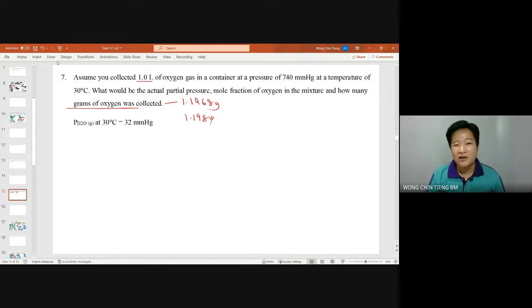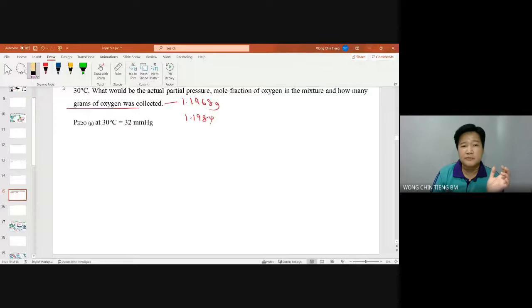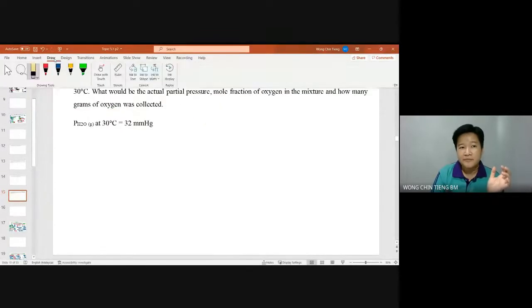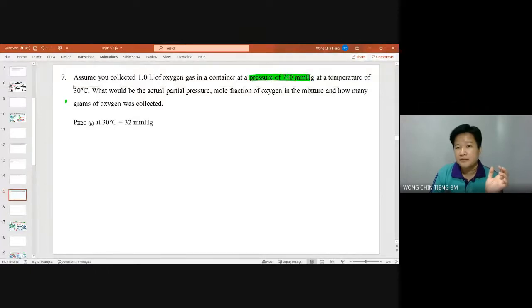Alright, assume 1 liter of oxygen gas is collected in a container at the pressure of this. Dalam soalan water displacement method, and like I said yesterday, I think the biggest problem is the pressure given to you is the pressure of the gas or the pressure of the atmospheric. Selalu bila dia keluar soalan water displacement method, budak akan confuse dengan pressure yang dia bagi. Okay, pressure ni pressure siapa?